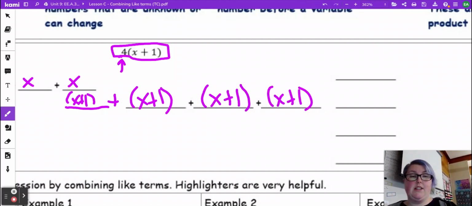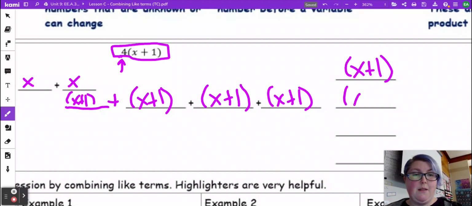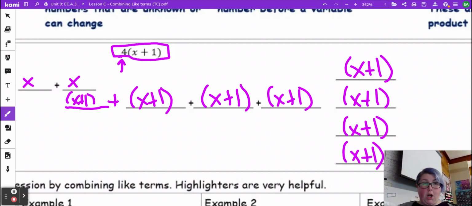So then we have x plus 1, x plus 1. You can write it horizontally across. You can also write it vertically. It's going to be the same thing. I personally prefer the horizontal, but it's going to be 4 x plus 1's added up. So whatever x is, remember, you need to keep your levels, your order of operations intact because we want to do the addition before we do the multiplication.